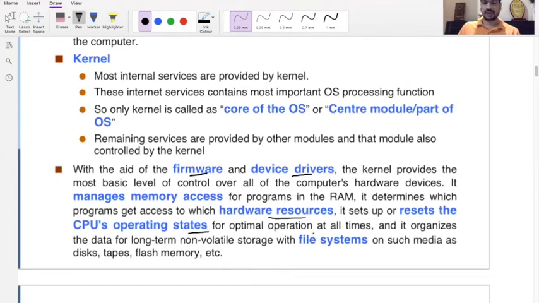So we'll see what the different modes are. Here we'll not discuss it. It organizes the data for long-term non-volatile storage. It means it manages the data also in the hard drives, your solid state drive, your pen drive, flash memory, or your tapes, right? Through the help of file systems. We know that every operating system is related to some sort of file systems, that is, how we are going to manage the directory and how we are going to manage the files. That is also managed by the kernel.